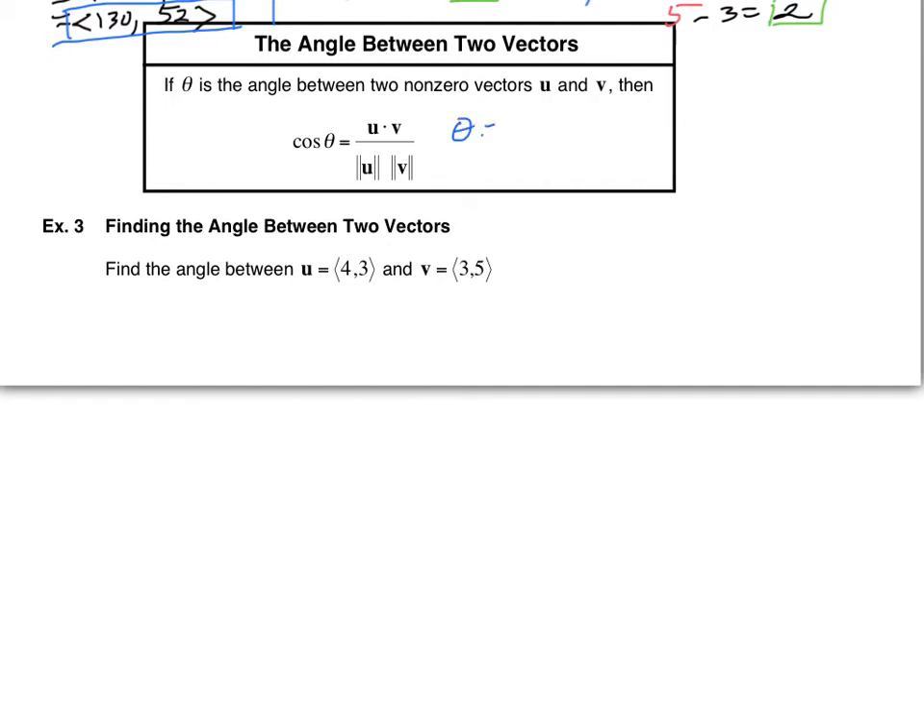So what is theta equal to? The inverse cosine of that whole ratio, the dot product divided by the magnitude of u times the magnitude of v. So it's really what we're going to end up putting in our calculator, and that's when your calculator is going to come in handy. So let's find the angle.